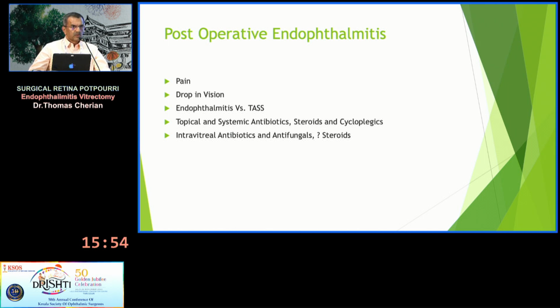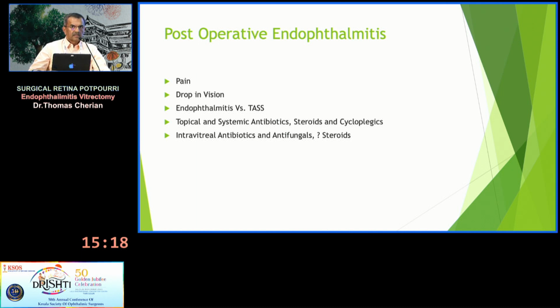Drop in vision in the postoperative period, that means a patient who had 6/6 on the first postoperative day, dropping to 6/18 or 6/36 in the next subsequent days, always have a strong suspicion of endophthalmitis. We always have had a discussion of endophthalmitis versus TASS. We start with topical and systemic antibiotics, steroids and cycloplegics in a TASS, but don't wait indefinitely with the wishful thinking of a TASS. Always err on the side of an endophthalmitis.